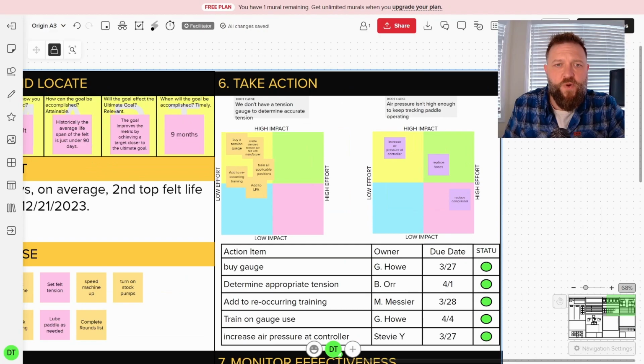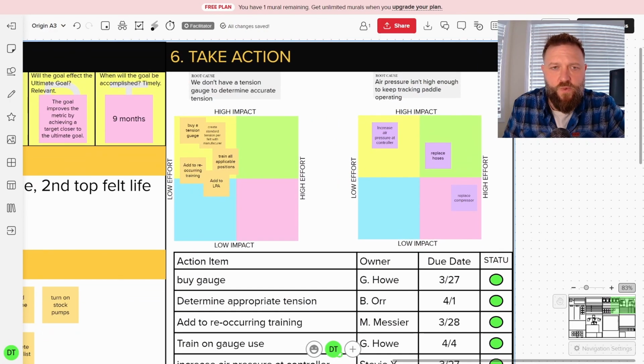If you remember from our previous video, we had two different problems that we were solving, and therefore we came to two different root causes. The first root cause was we don't have a tension gauge to determine accurate tension. The second root cause was air pressure isn't high enough to keep the tracking paddle operating.